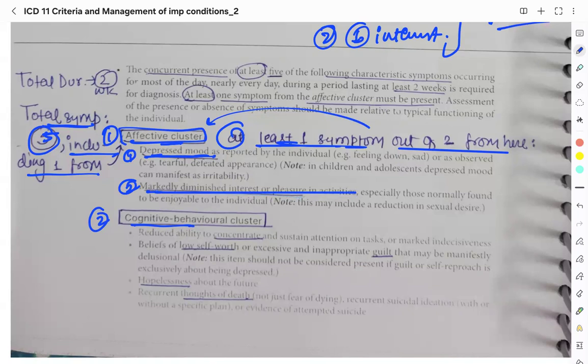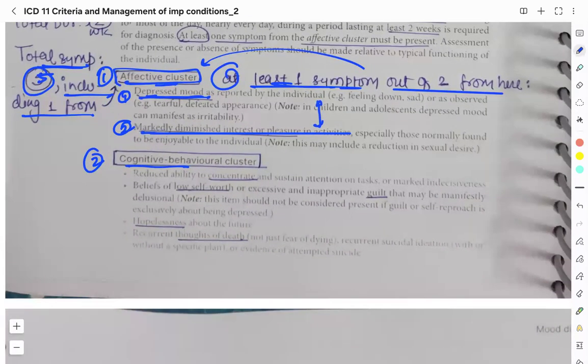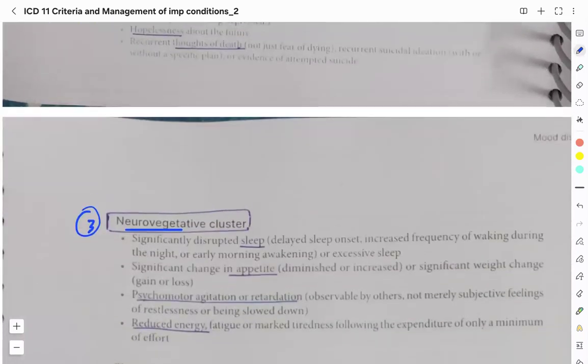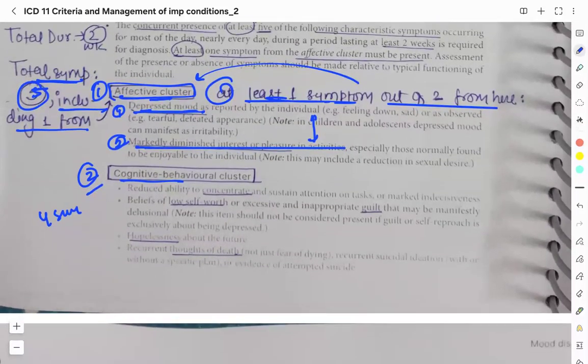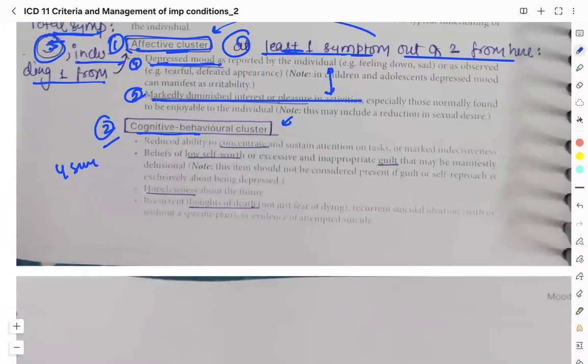So these two are there, but you don't have to have both of them in essential criteria. You can have either one of them, and at least four symptoms from either cognitive cluster or neurovegetative cluster. Okay, so let's understand what they have mentioned in cognitive behavioral cluster.